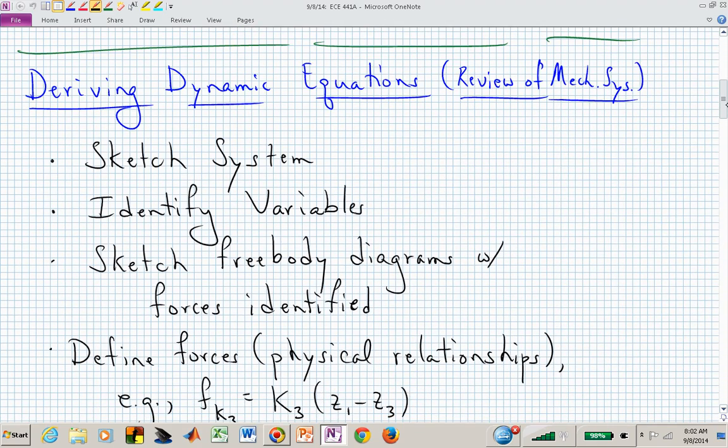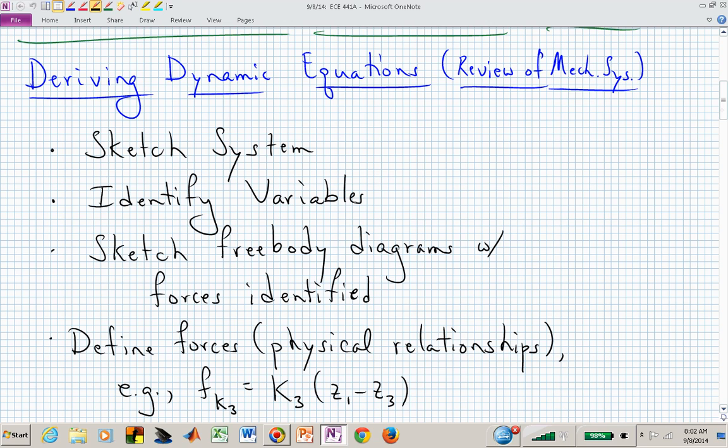In terms of deriving dynamic equations, it's helpful to sketch the system, then identify what variables are important, which ones you need to look at: position and velocity in a mechanical system. In an electrical system, ELI the ICE man tells us what: currents in inductors and voltages on capacitors are probably good variables to be writing your equations in terms of.